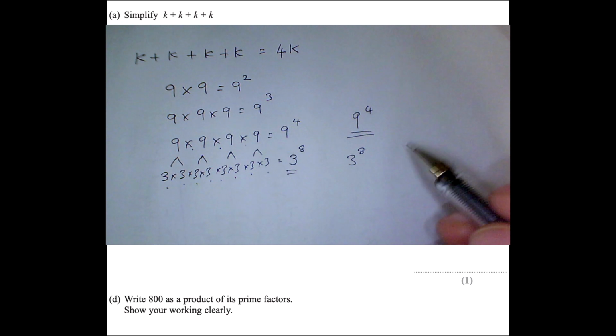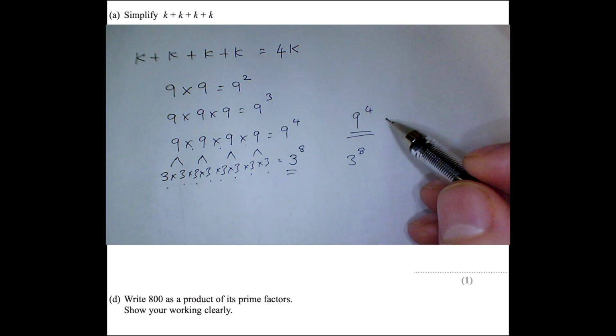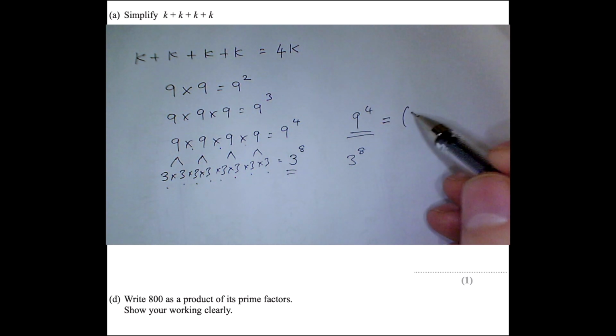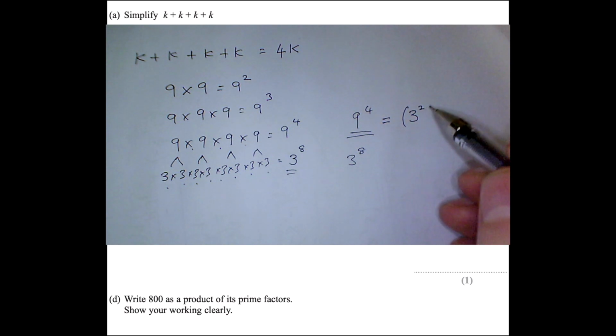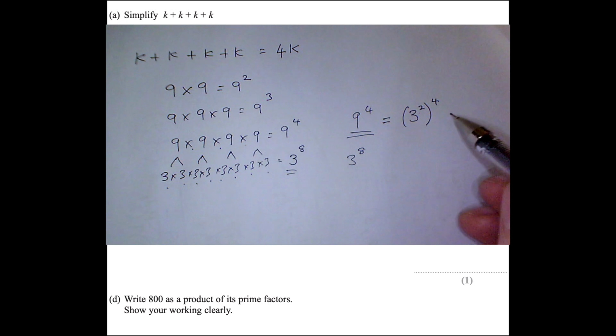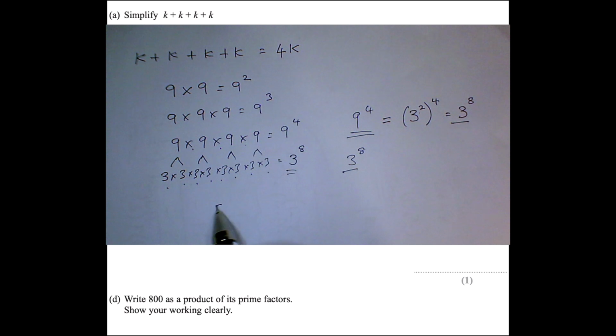Now there's another way of doing that. I like this way better because it uses the indices laws. So 9 is the same as 3 squared. 3 squared is 9. So I've just rewritten the question, and of course the third law of indices says you just multiply the 2 and the 4. So 2 times 4 is 8. So I got to the answer much quicker, but you must do what's easiest for you.